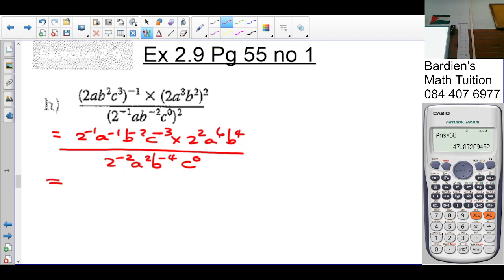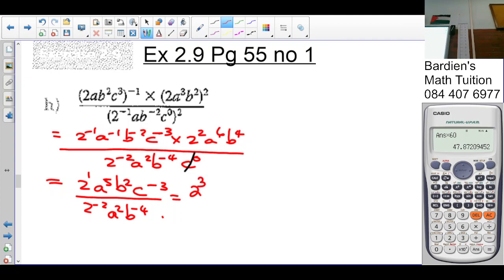So it's going to be 2 to the negative 1 times 2 to the 2 is 2 to the 1. And remember, when you're multiplying and bases are the same, you add the exponents. Negative 1 plus 6 is 5. b, negative 2 plus 4 is 2. c, negative 3, over 2 to the negative 2, a squared, b to the negative 4, c to the 0. Anything to the power 0 is? Where's there more 2's, on top or at the bottom? Top. This is minus 2, so it goes up. So it's still 1 minus negative 2, it's 2 cubed.